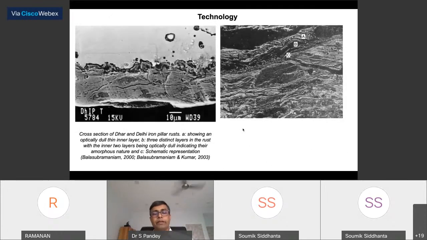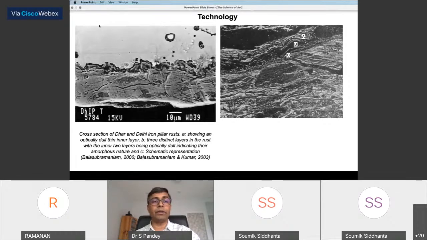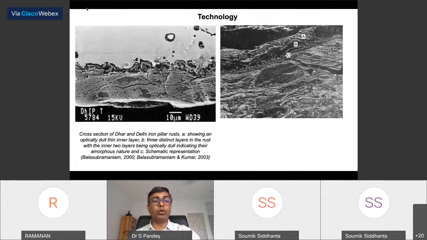So that was provenancing. In terms of technology, we also need to study what technology was used in production of an artifact, and what could be better than talking about the iron pillar. I'm sure all of you must have seen the iron pillar here in Delhi. It's not the only one. There is one in Dhar, which was longer than this, now broken into 3 different pieces and lying in Dhar.